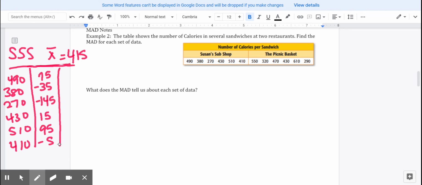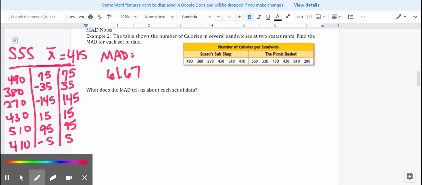The next step is to take the absolute value of each. So again, if it's positive, I leave it positive. If it's negative, I change it to a positive, because this is distance from zero, and distance cannot be negative. So now that I have all my positive values, the final step is to put these into the calculator, whether it's Desmos or your block calculators, and find the mean of this. So pause the video, take some time to put this into your calculator. And you should find that the MAD of Susan's sub shop is 61.67.